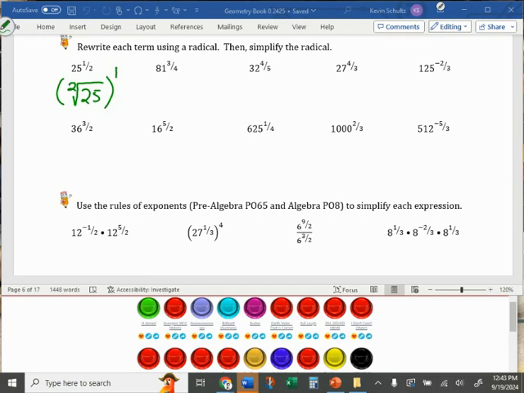Okay? Now we can simplify this here. What's the square root of 25? 5. And 5 to the first power equals 5. So I was right. Yes, you were.